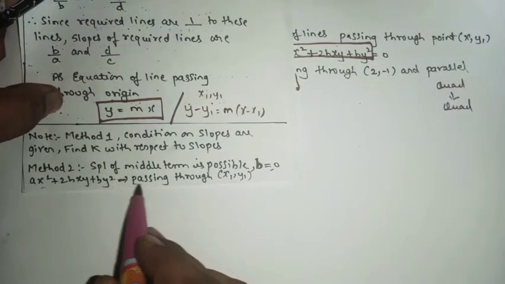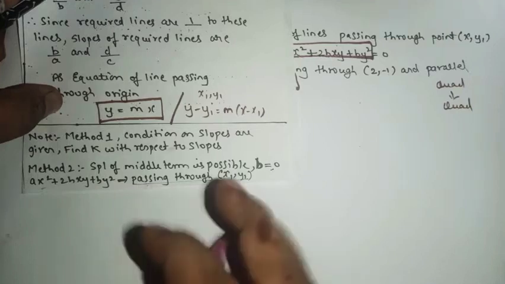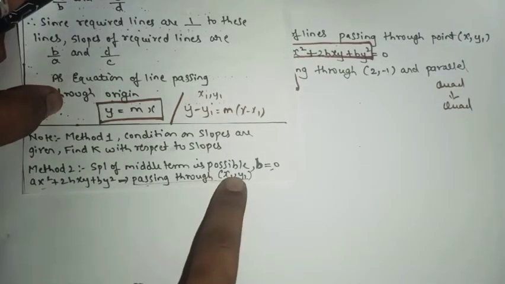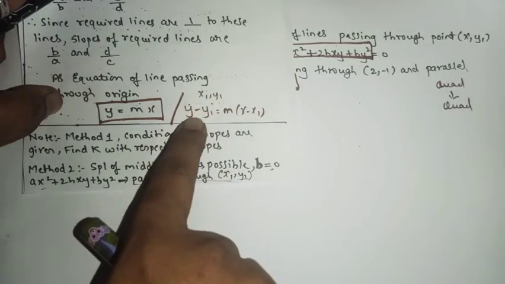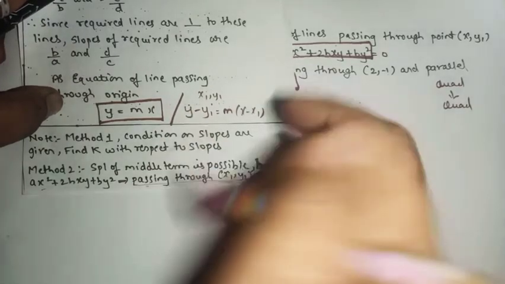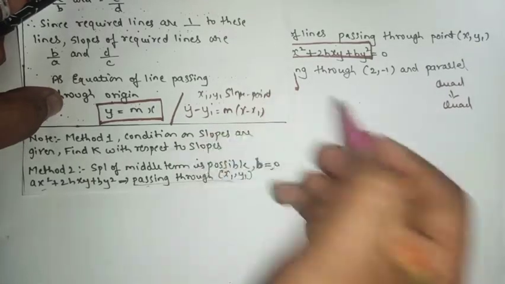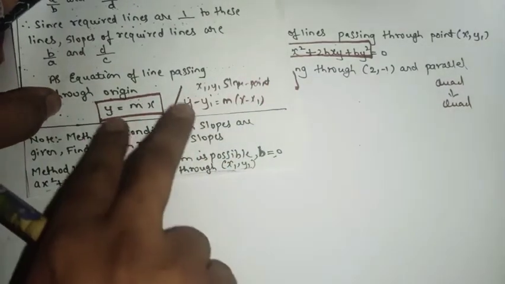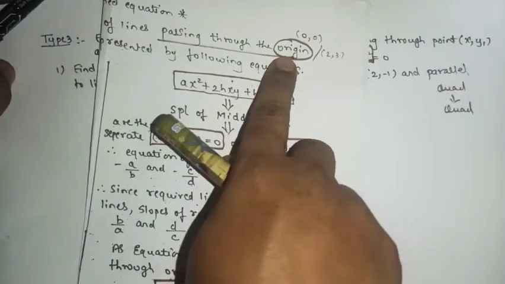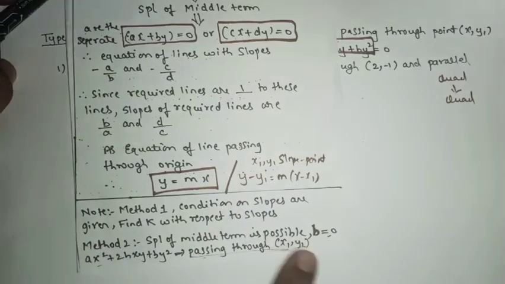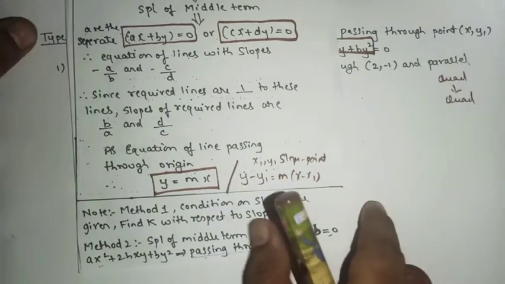Whenever the word comes passing through x1 y1, this method will come, yes or no? But when it is passing through x1 y1, the formula will change. We'll use which formula? Slope point form. Yes or no? So whenever the word comes origin, y equal to mx will come. Passing through a point, this formula will come.